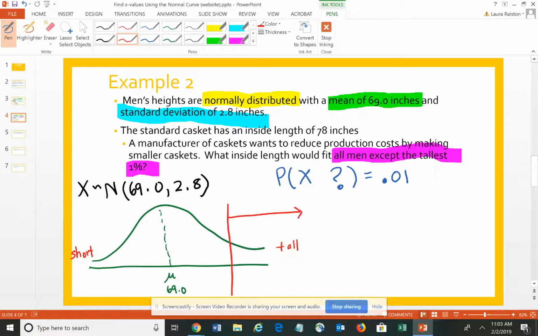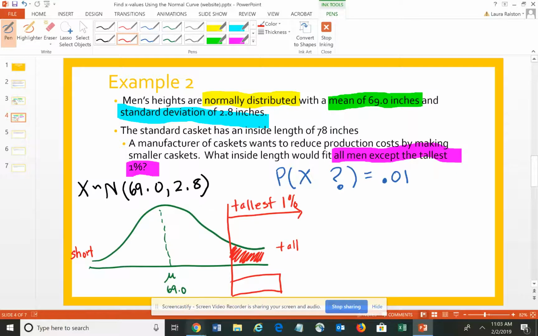that means I'm going to have a cutoff here on the right-hand side, but I don't know what height that corresponds to. That would be the tallest 1%. Notice in this case, the interpretation is that we're looking for the cutoff that's above a particular value.